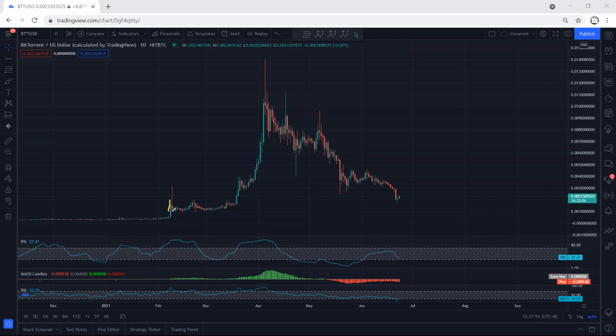All right. But if we look at BitTorrent individually, the only thing we need to know is the price almost tagged the zone of the previous correction, which is not really a good sign. We want to see the reversal. If the price drops to this zone or even breaks it, mostly we cannot get the reversal in the short term.